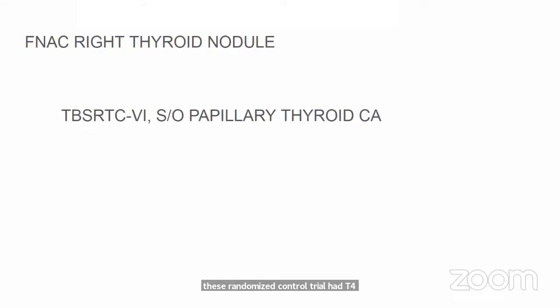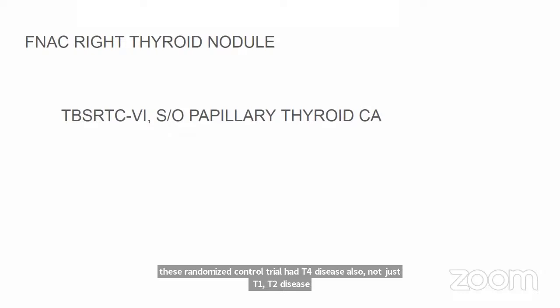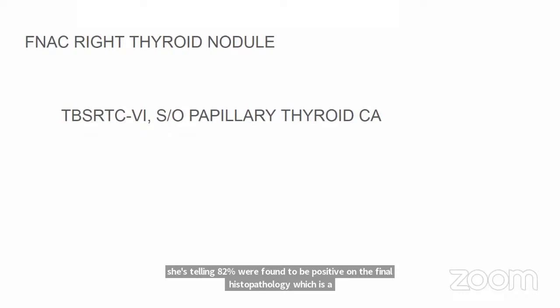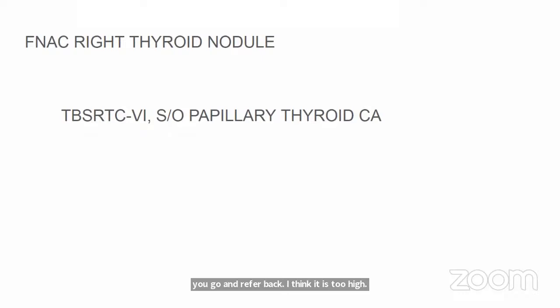No, she's telling 82% were found to be positive on the final histopathology, which I think is too high. You go and refer back. Don't think of micrometastasis. See, the reason why they don't recommend prophylactic dissection is because even when you dissect, micrometastatic disease is quite high, 80%. What you're saying is right, but it does not affect survival. Not even recurrence-free survival, not even DFS, I mean OS.